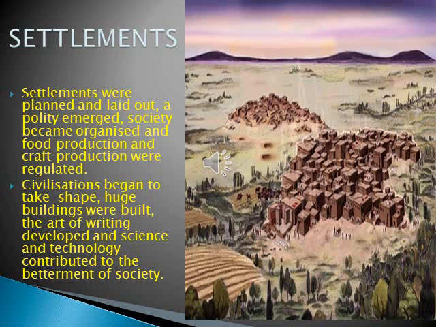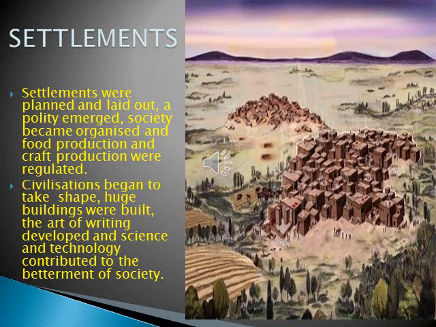So in ancient civilization, human beings began to settle in a particular place, which brought planning, organization and specialization. The settlements were planned and laid out. A polity emerged. Society became organized, and food production and craft production were regulated, properly organized.